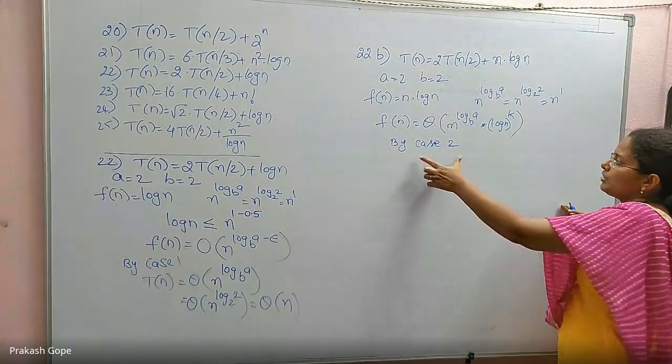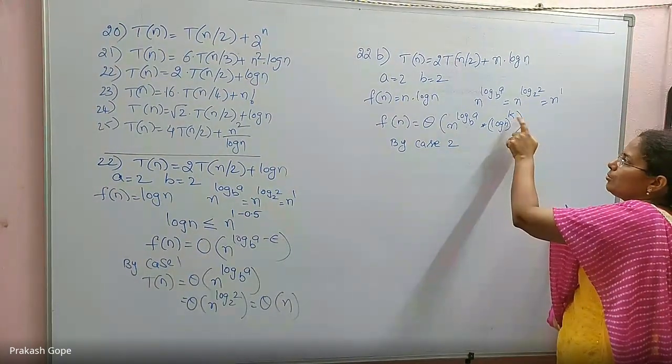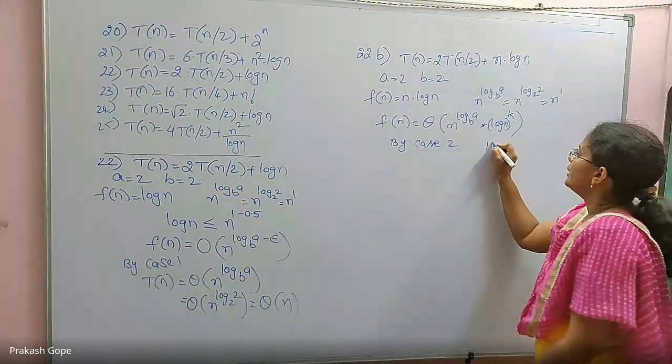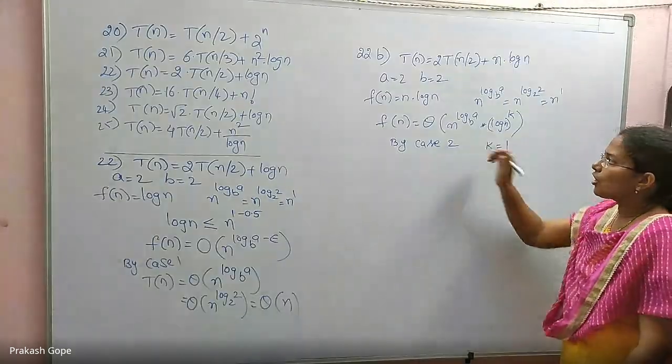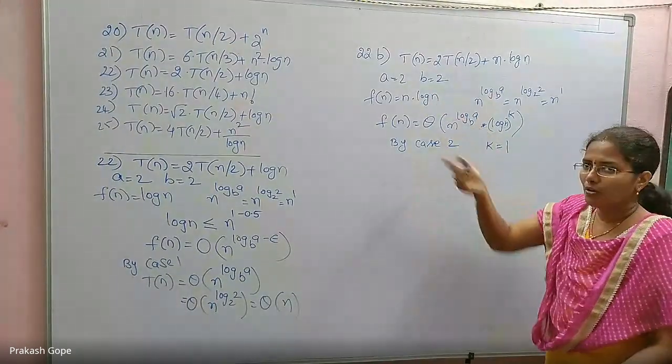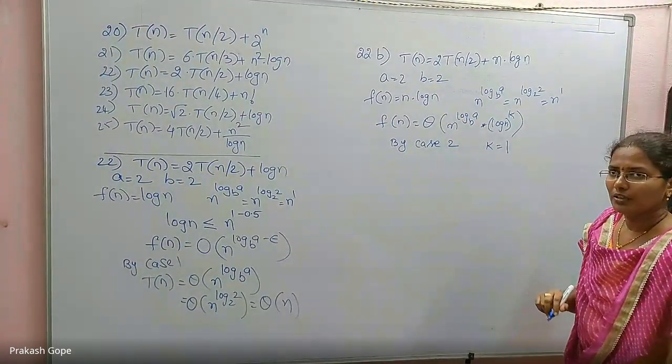Okay. By case 2, the answer depends on the k value. But in this case, what is the k value? Here the k value is 1. It is just log n, which means log n whole power 1. So the k value is 1.